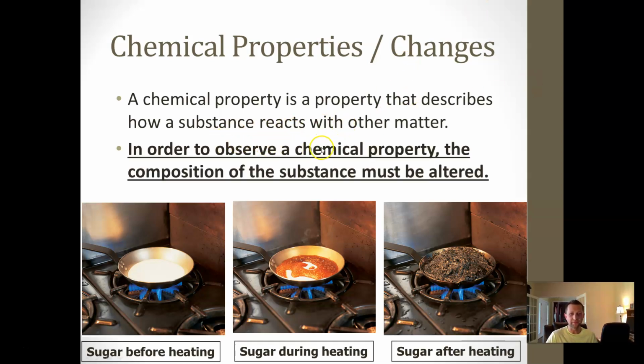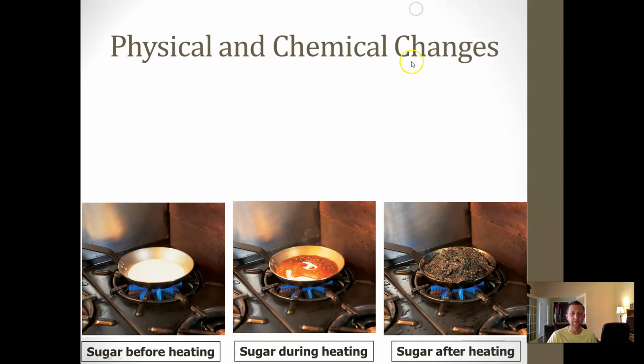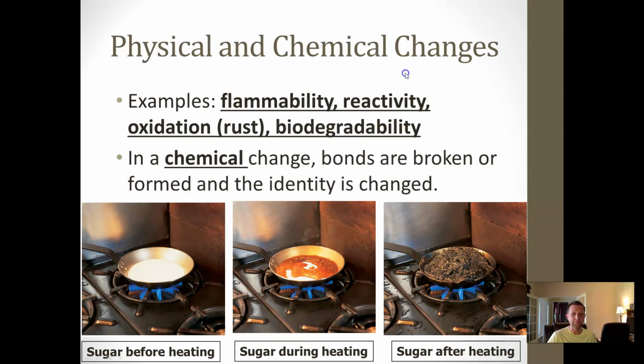So in order to observe a chemical property, the composition must be altered. That's different from a physical change and a physical property, right? Because with those physical changes, you keep that same identity, that same formula. For a chemical change, that has to be altered. So sugar before heating, during and after, there's clearly a color change here, and there's clearly a change in formula from before and after. All right? Let's take a look at some other ones.